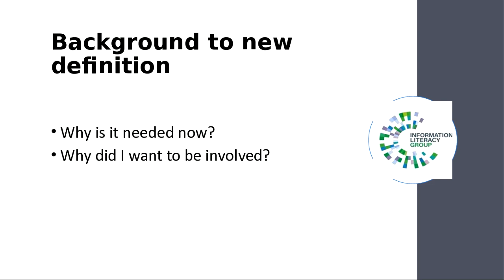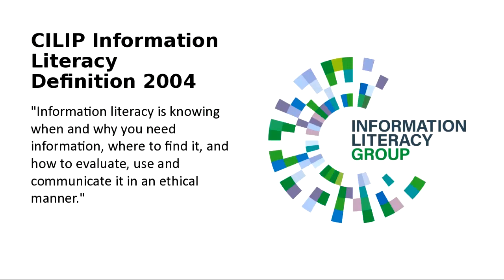So what was the previous definition? It stated: information literacy is knowing when and why you need information, where to find it, how to evaluate, use and communicate it in an ethical manner. So a little bit about ethics, about how we find and use information, and it was perfectly functional back in 2004, but it was definitely time for an update.